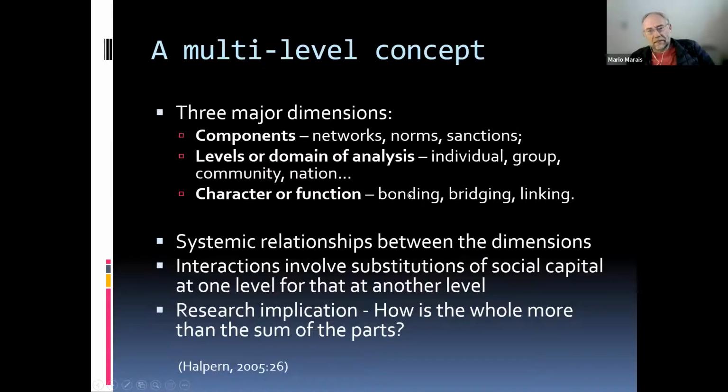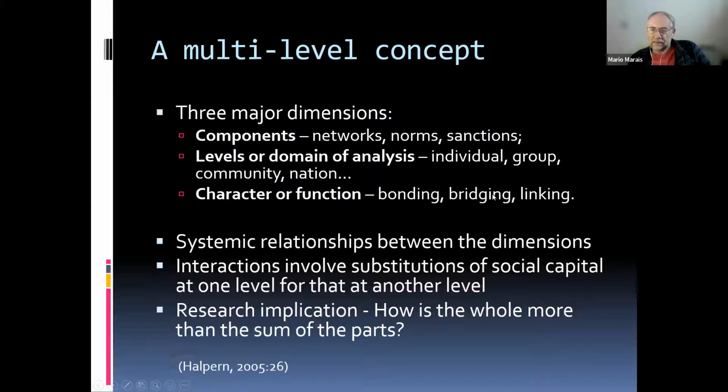So inherently, social capital is a multi-dimensional, multi-level concept. So we are talking about the networks, or the components, the levels of domain of analysis, and the character of the function: bonding, bridging, and linking. So bonding, you guys know social capital. But bonding is the stuff between family, very tight family bonds. Bridging links friends, and linking is linking to another level, link to power, and also linking to another group.